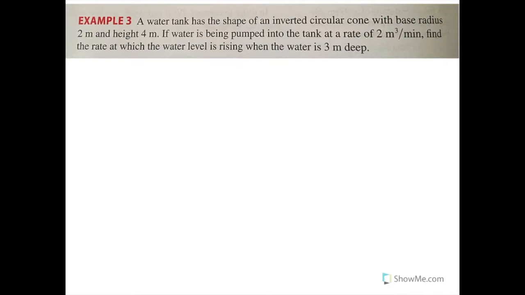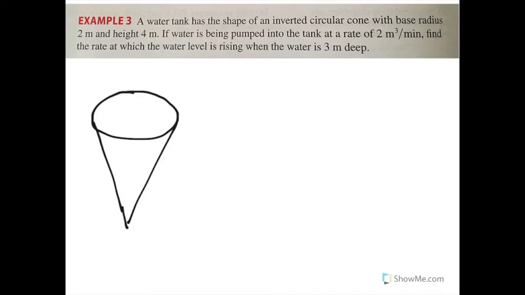The first example here, which I'm calling example 3 because examples number 1 and 2 were in the last video, says a water tank has the shape of an inverted circular cone with base radius 2 meters and height 4 meters. Let's go ahead and pause there for a second. I'm not sure that everybody is fully familiar with what an inverted circular cone looks like. So even though this is kind of step number 2 in our 8 steps, let's go ahead and start by drawing ourselves a picture of an inverted cone. Here's what that looks like.